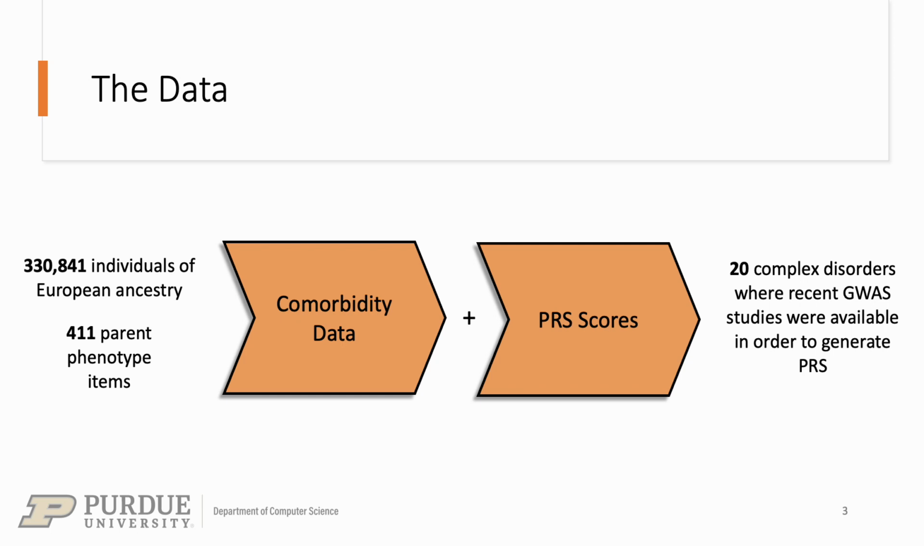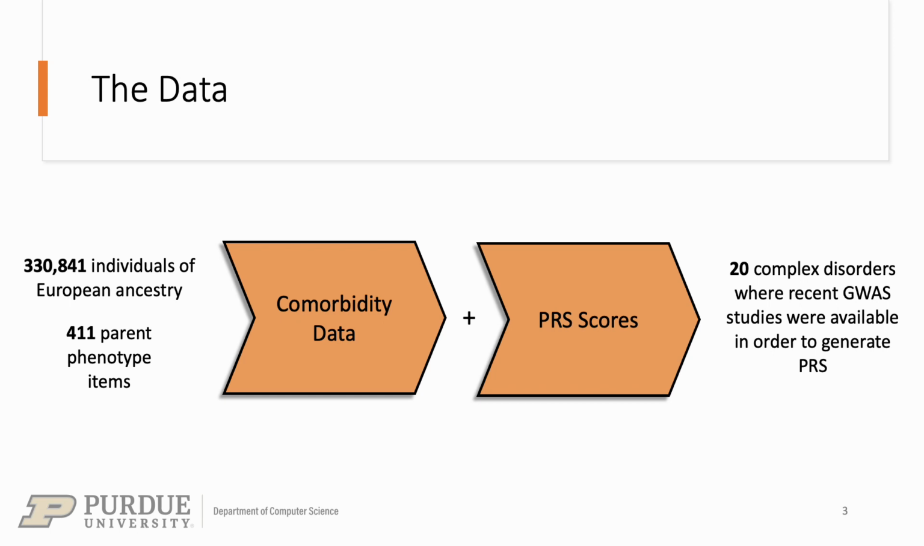We also removed any phenotypes or diagnoses that were in categories dominated by non-genetic causes, such as infectious diseases, injuries, poisonings, and pregnancy complications. So this resulted in about 4,000 ICD-10 codes being mapped down to the 411 phenotypes that we started to work with. And out of those disorders, we analyzed 20 different complex disorders for which recent large genome-wide association studies were available in order to generate PRS scores.